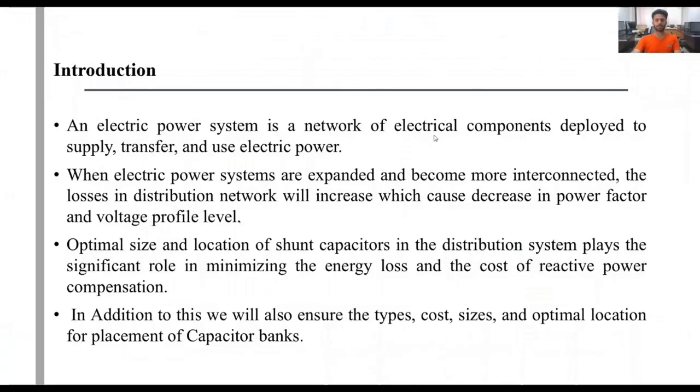An electric power system is a network of electrical components deployed to supply, transfer, and use electric power. When electric power systems are expanded and become more interconnected, the losses in the distribution network will increase, which causes a decrease in power factor and voltage profile level. Optimal size and location of shunt capacitors in the distribution system plays a significant role in minimizing the energy loss and the cost of reactive power compensation. In addition to this, we will also determine the types, cost, size, and optimal location for placement of capacitor banks.